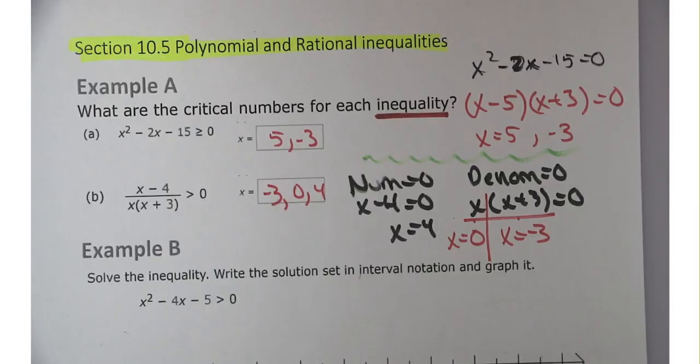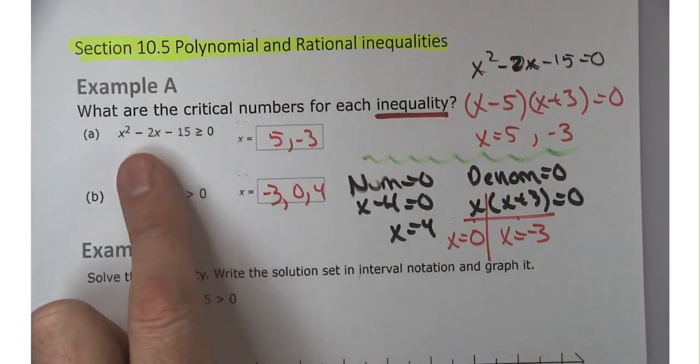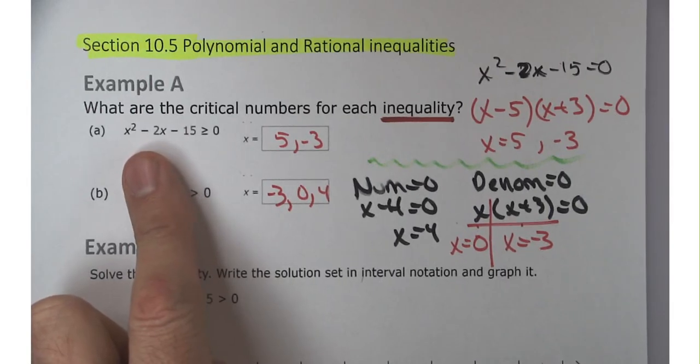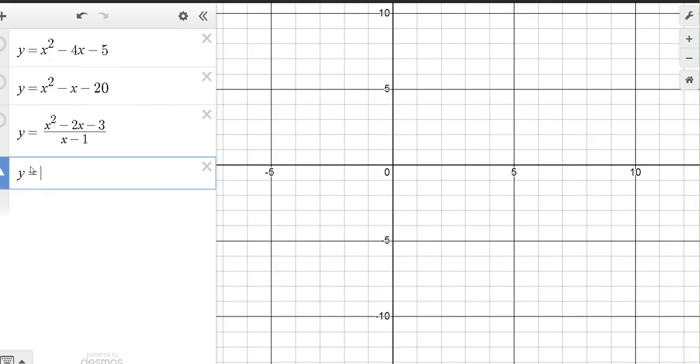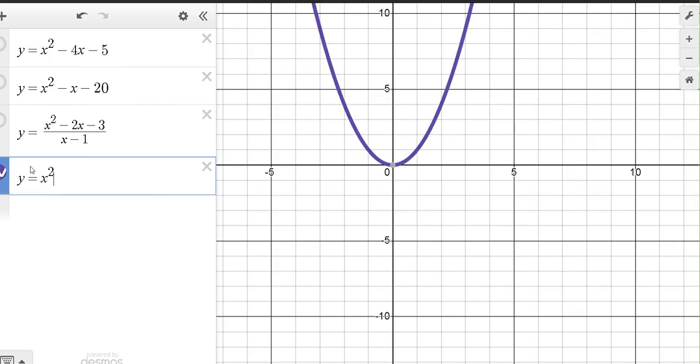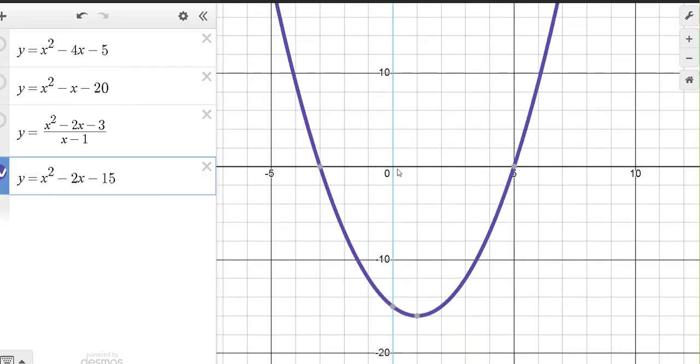Well, I'm glad you asked. We're actually going to look at a graph of the equation for this first one, y equals x squared minus 2x minus 15, and see what we see. So let me cut over to Desmos here real quick. There's our graph. And let's see, might help if I typed in the right equation. Let me type in y equals x squared minus 2x minus 15. There we go. That looks a little bit more like what I was expecting.